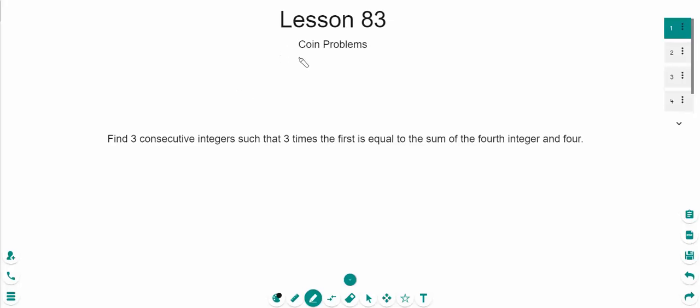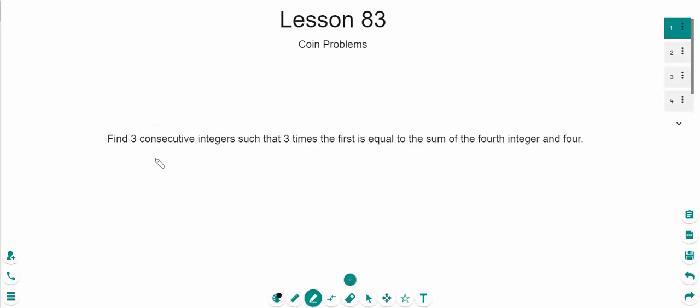Today we'll be talking about coin problems. It's similar to some of the other word problems that we've done in the past, but they're just a little bit more complex, but I think you'll find that they're not very hard. So let's go ahead and do a quick, short review anyway on some of the other problems that we've seen in the past. So let's take a look at this one right here.